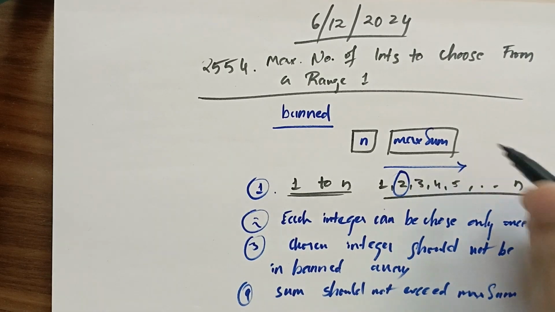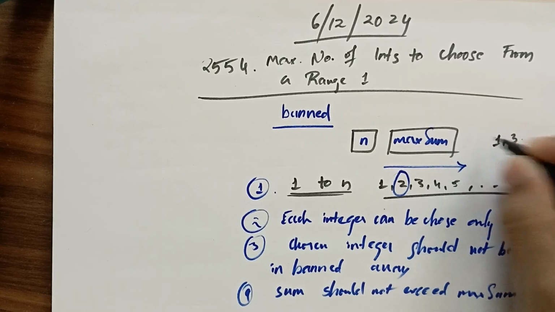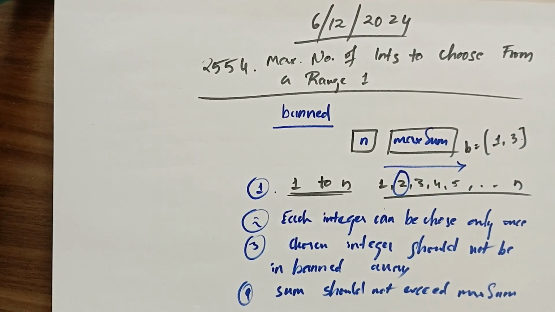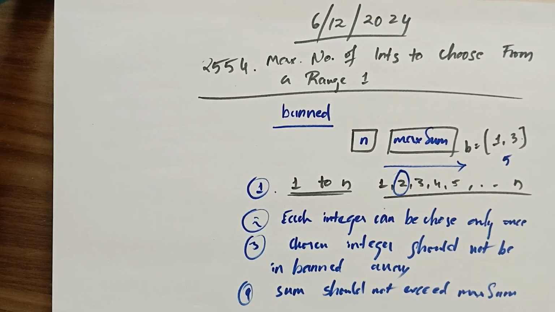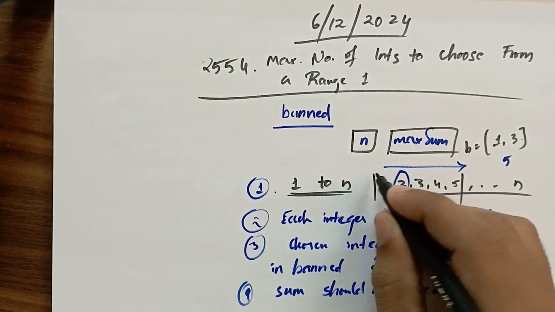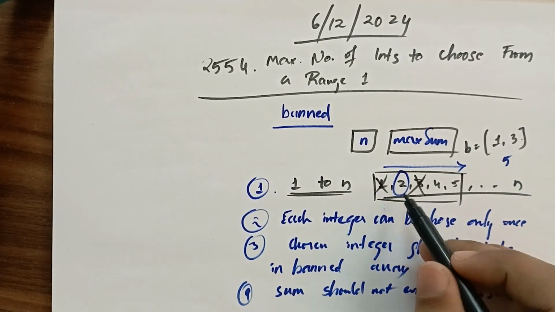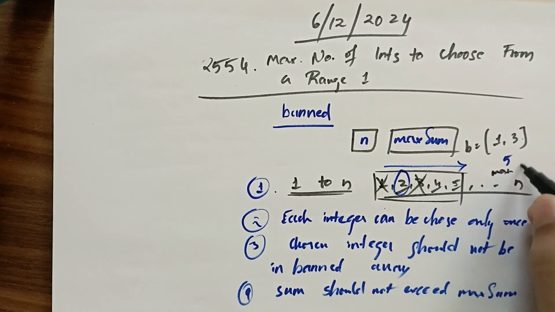Let us see an example to understand. Let us say 1 and 3 are present in the band array. Now the range which we are given with is 5. That means we need to check till here, 1 to 5. So 1 and 3 cannot be selected here. So we can select 2, 4 and 5, and we are also given with maximum sum.